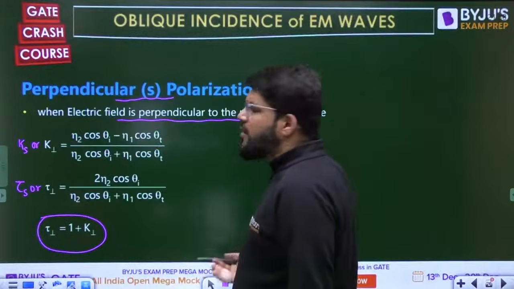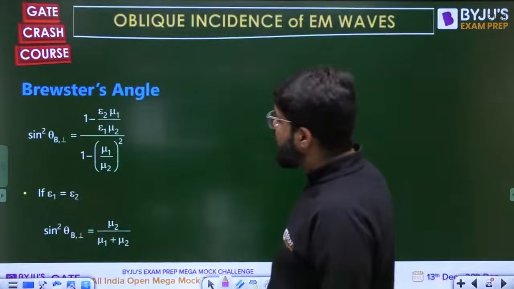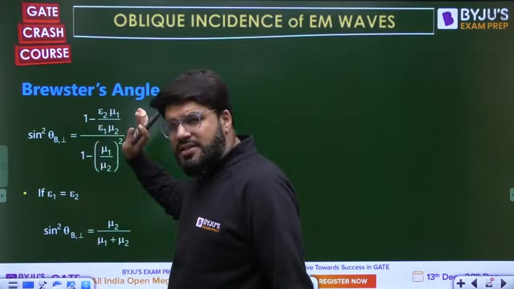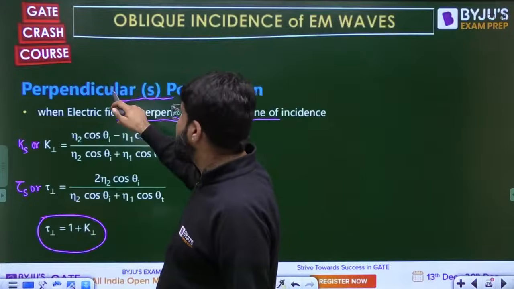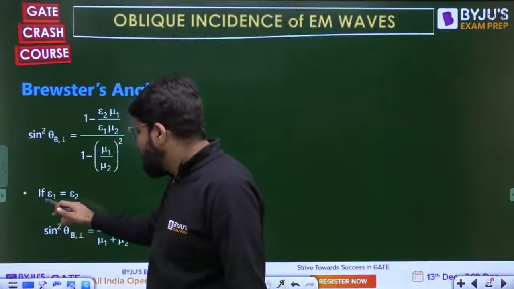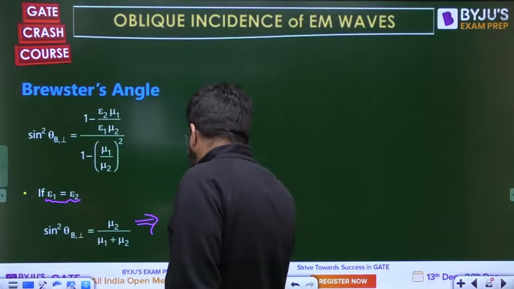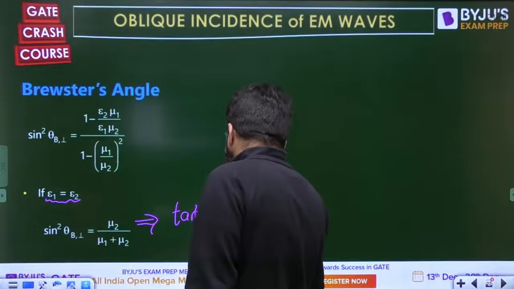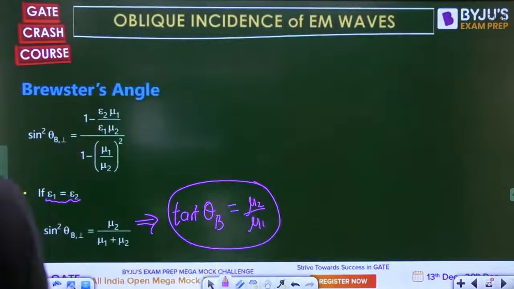That angle of incidence at which there is no reflection is the Brewster's angle. No need to repeat the definition, but what is the formula? Sine square theta b perpendicular is some complicated formula, but don't remember it. Just take it as a guarantee from my side, that if there is a Brewster's angle question for S polarization, you would be given epsilon 1 equal to epsilon 2, so that you can directly use the formula in the form of tan square theta b is the ratio of the permeabilities of the two media, mu2 by mu1.